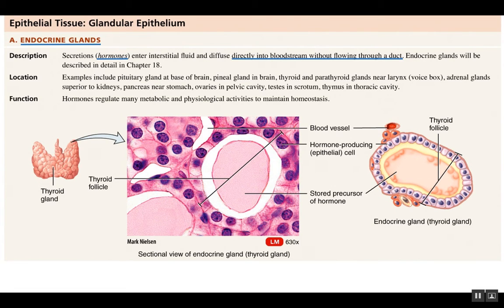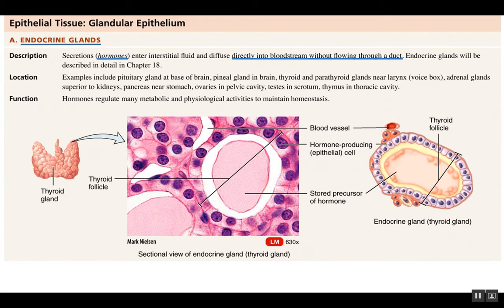A couple last things when it comes to epithelial tissue. Epithelial tissue is known to form glands. A gland is simply some organ or tissue that produces either a hormone or some sort of secretion. And that means there are two different kinds of glands. There are endocrine glands and exocrine glands.